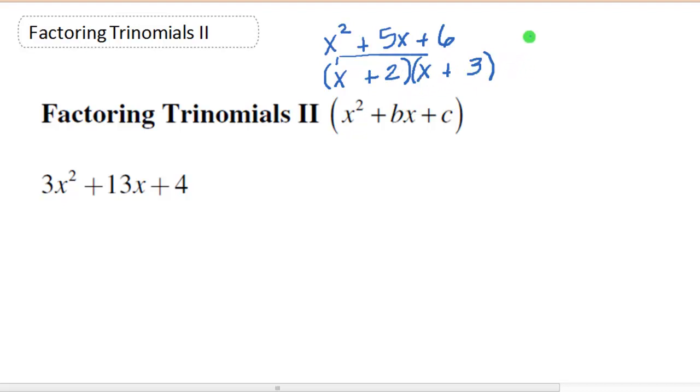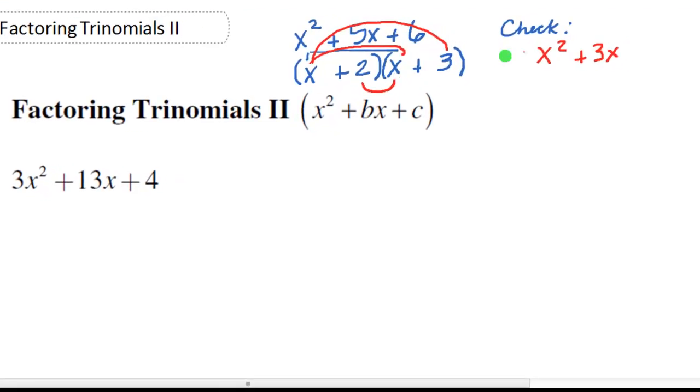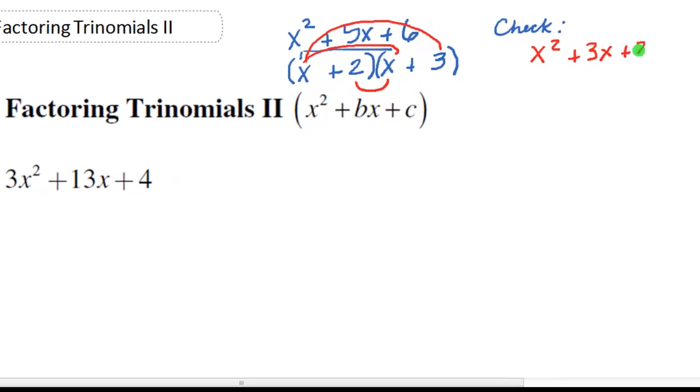And so then remember that we checked by using our FOIL method. We went first, x times x, which is x squared, outer, x times 3, which is plus 3x, inner, 2 times x, which is plus 2x, and last, 2 times 3, which is 6. And then adding these two middle terms, which are the like terms, we ended up with the trinomial we started with. So that's what we did in the last video.